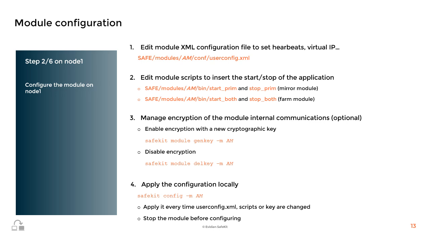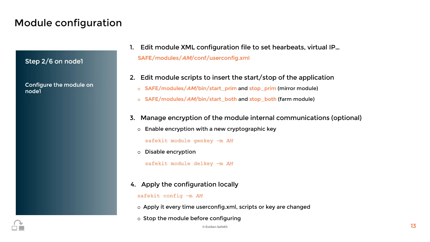Secondly, you will find the module scripts, also located in the modules directory, which contain the start and stop command for the application. These scripts should not be changed in most cases, as they are already pre-configured either to restart services defined in userconfig.xml or to reboot the virtual machine, also defined in the userconfig.xml file for the Hyper-V or KVM modules. For a mirror module, the scripts are named startprim and stopprim. The startprim script will be executed only on the primary node in the mirror module. For a farm module, the scripts are named startboth and stopboth. The startboth script will be executed on all nodes of the farm module.